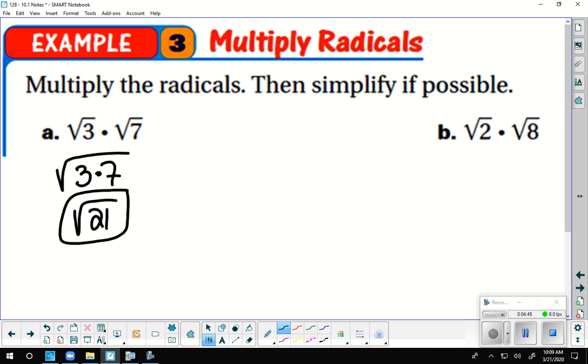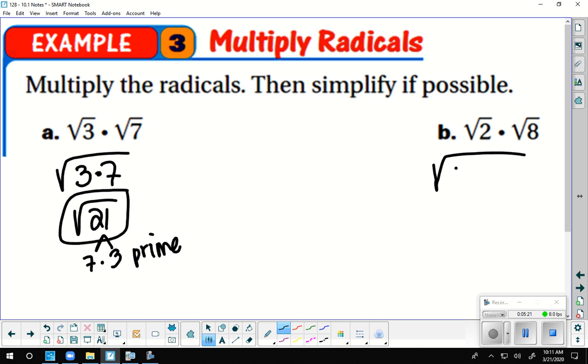Now, I can't simplify this because 21 only has prime factors of 7 and 3. To make sure that this is fully simplified, we're going to make a factor tree. Any two things that multiply to 21. Well, 7 and 3. These are both prime. So there's no perfect square factors that go into 21, so I know that it's fully simplified. And I'll talk about that a little bit more in the next slide as well.